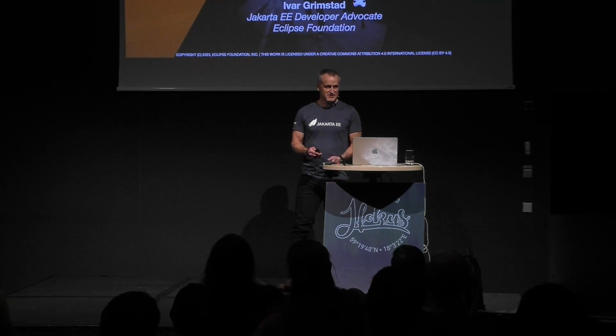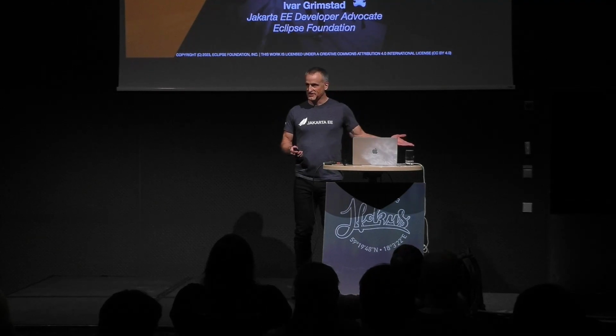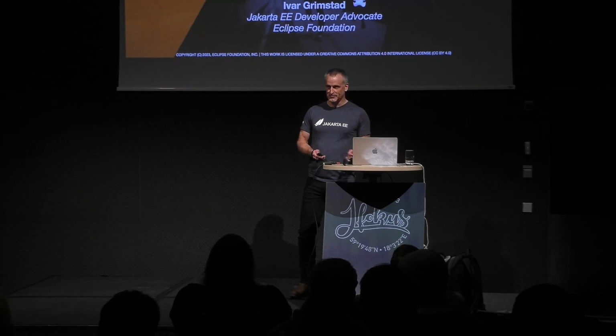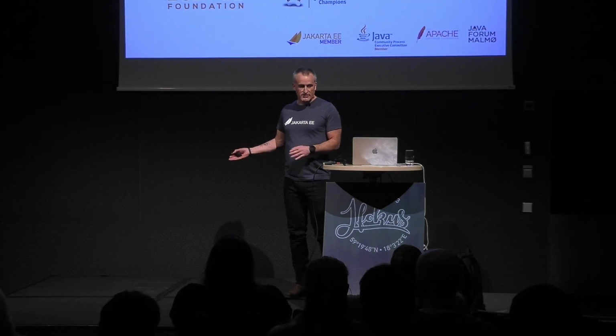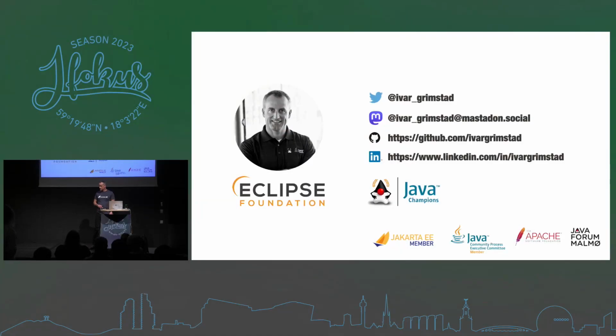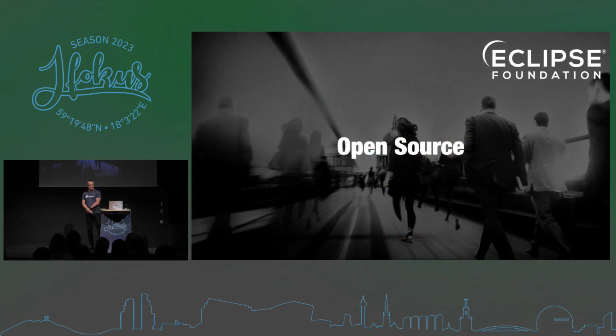Okay, so this talk is called How to be a Responsible Open Source Citizen. My name is Ivar Grimstad. I'm the Jakarta developer advocate at Eclipse Foundation. I am on social media, on Twitter, Mastodon, GitHub, LinkedIn, etc. I won't spend time on this slide because we have a lot of stuff to go through and we have only 15 minutes. But you can get the slides afterwards and find me there online if you want to.